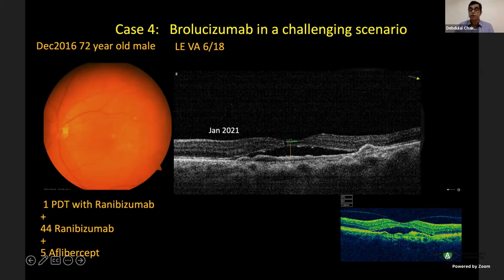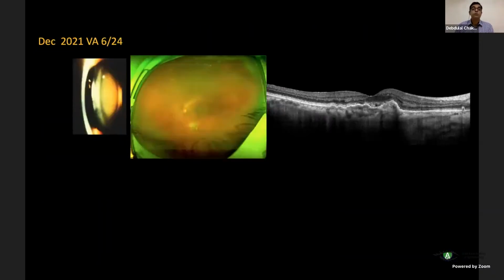So this is when we offered him brolucizumab, and the patient switched to brolucizumab. Through 2021, he received 3 monthly brolucizumab injections, and by the end of the year, this is how the fluid had come down. But he had significant cataract, and this is of course the Optos image. And I advised him cataract surgery, which I performed in January 2022.